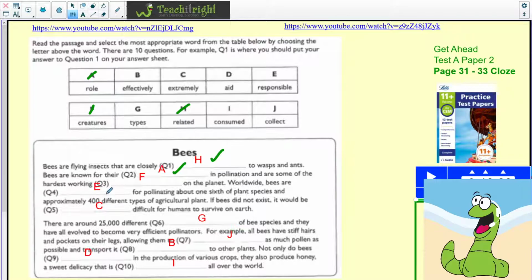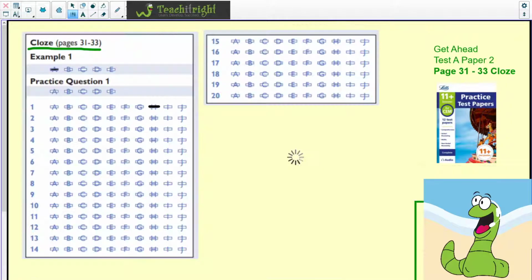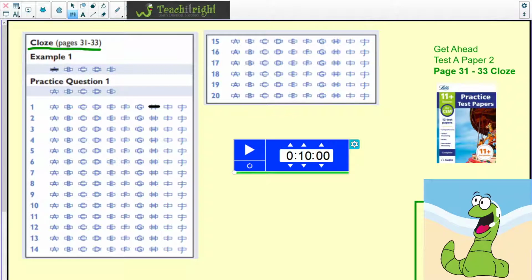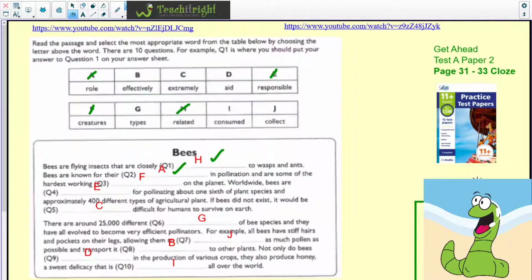Worldwide, bees are, what's that? Responsible for pollinating about 1/6 of planet species and approximately 400 different types of agricultural plants. That's a huge amount, isn't it? Let's cross that off. We'll add in on the multiple choice sheet, let's go and add in those answers A, F and E. So we've got A, F and E. So as we would do one question at a time when you actually do your exam, don't wait until the end to transfer your answers over.